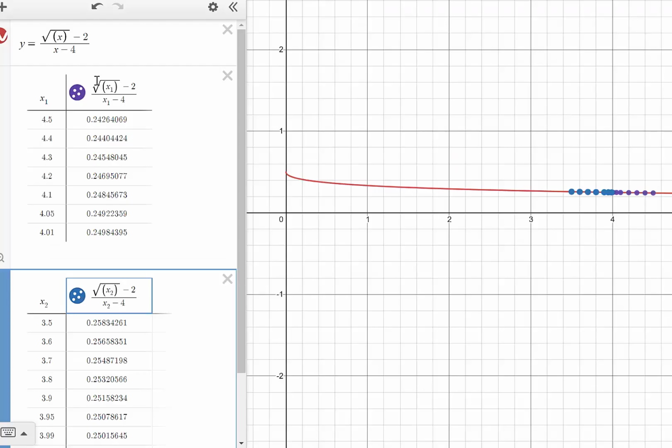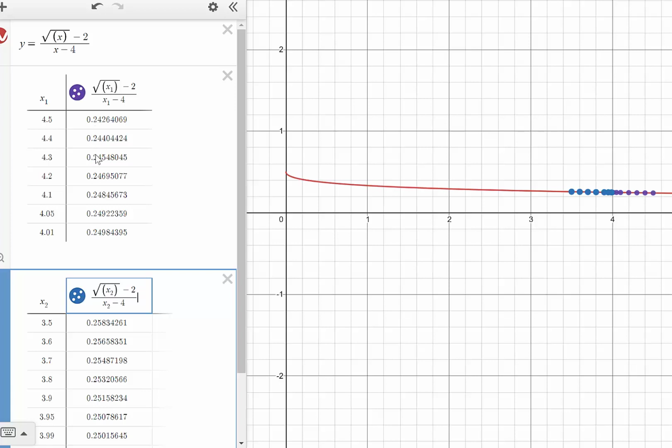Back to this. So I copied and pasted this down to here, and I added the 1s there, so this relates to this x1. Same thing down here, I added the 2, so it relates to that x2. So the values are 4.5, 4.4, 4.3, all the way down to 4.05, 4.01, and so on. These are looking at it from the right side, so the purple is on the right side. Then the blue here, 3.5, these are on the left side.